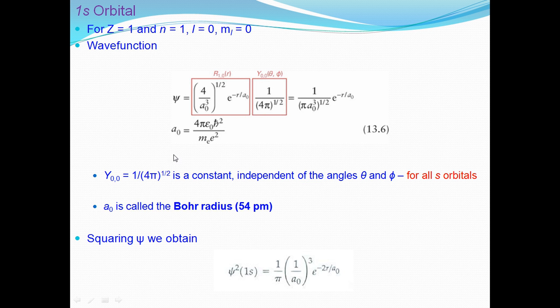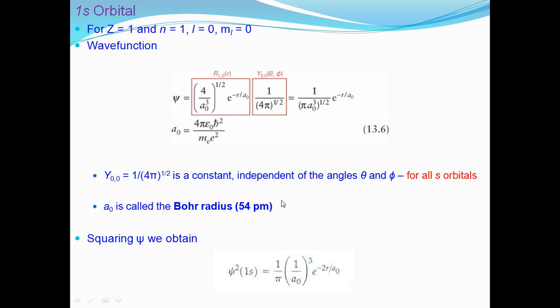Now, we can also say that the angular wave function, because it's the square root of 1 over 4 pi, is independent of angles theta and phi. That's just saying it another way, that we're really talking about a circle. And this is the same for all s orbitals. S orbitals essentially are circular. That's basically what it's saying.